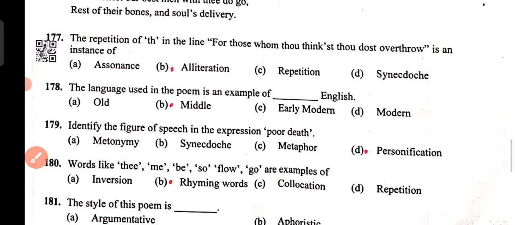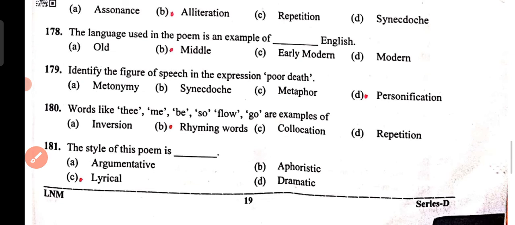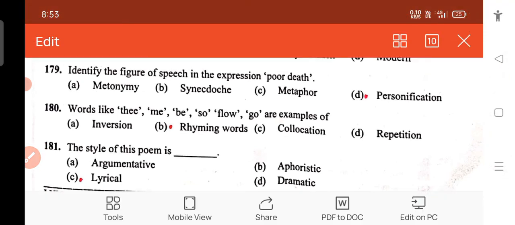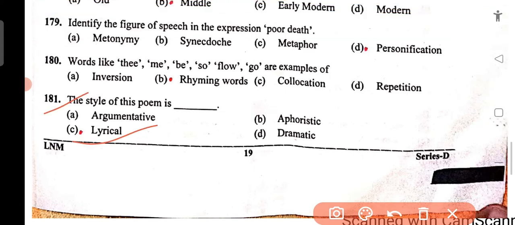Now the language used in the poem is an example of Middle English. Now the next, 179: identify the figure of speech in the expression 'poor death': personification. Now the words like me, we, so, flow, go are examples of rhyming words. Now 181: the style of the poem is lyrical.